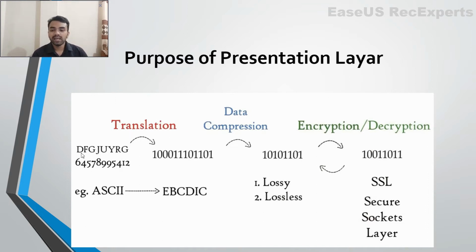Translation. Here we show that in a computer, data are in different forms. It can be some digits or code that is translated into binary form. After the binary form, data compression comes. Data compression reduces the bits from the binary code by using a lossy or lossless algorithm. Further, it encrypts or decrypts. It encrypts for our next layer, the session layer, or decrypts for our presentation layer. It uses SSL, Secure Socket Layer, to do this task.